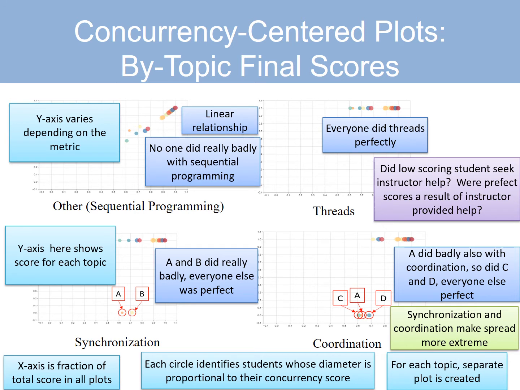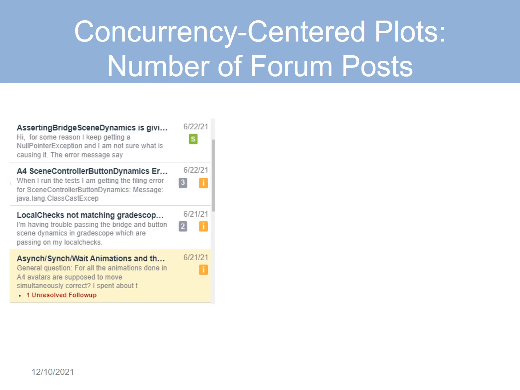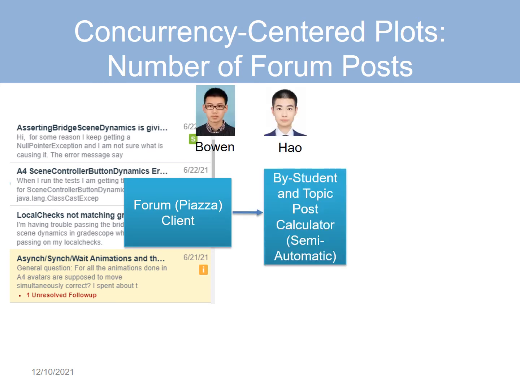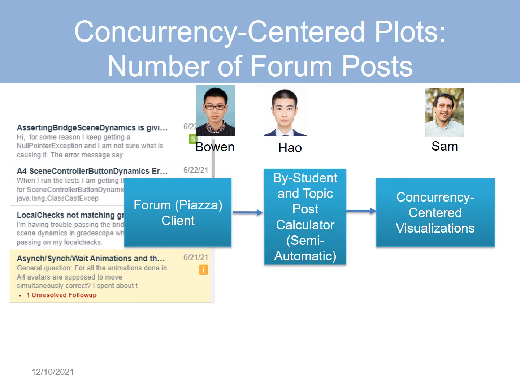And 2 questions that arise here are, did the low-scoring students, A, B, C, and D, seek instructor help? And were the perfect scores a result of instructor-provided help or independent work? Piazza was the tool we used for asynchronous forum help. And using a Piazza client, Bowen and Howe created a semi-automatic tool that found for each student the number of posts the student made on each topic of interest. And from this information, then, of course, we could derive concurrency-centered visualizations for this metric.